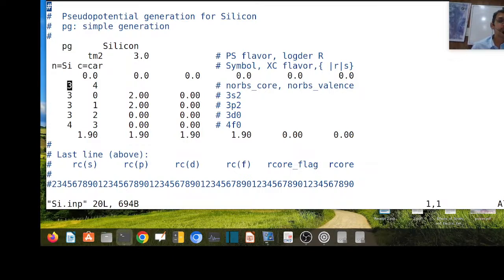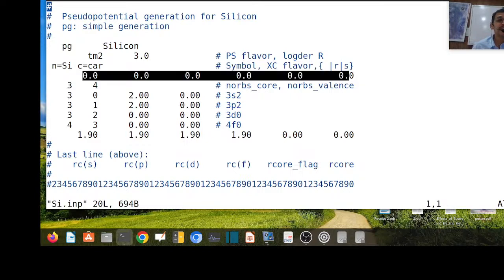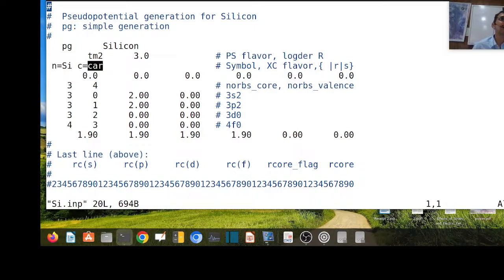These are the default parameters, no need to write them down. And this is the exchange correlation flavor which I am using. CA means Ceperley-Alder, R means relativistic. If in place of R you write S, then it is Ceperley-Alder with spin. With spin means including spin. But if you put the relativistic parameter, then it automatically incorporates spin.